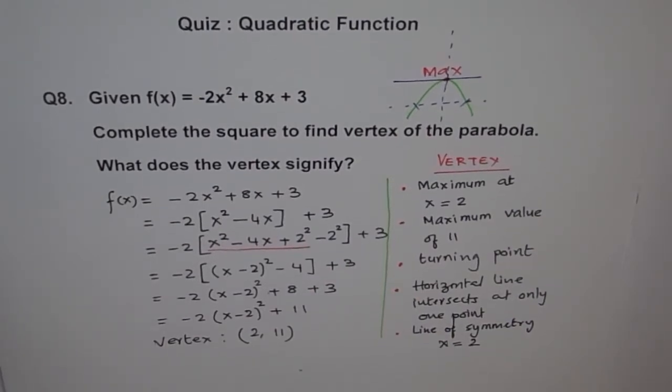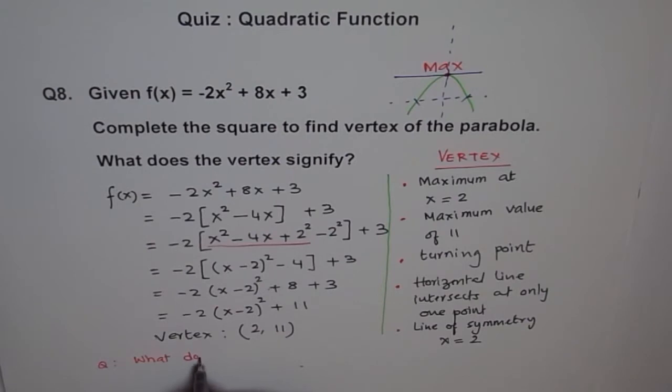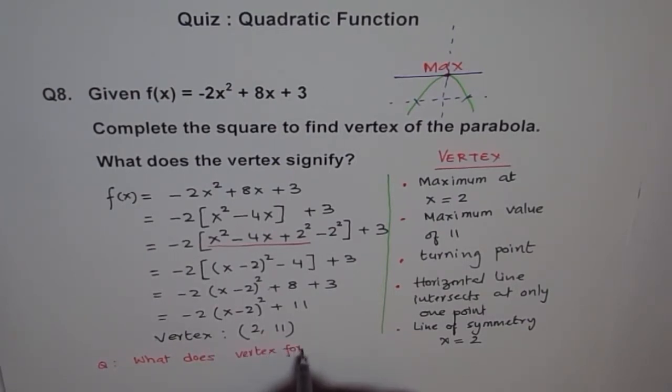Well, a part of the question could have been, what does the form which you get, which is the vertex form, signify? So what does the vertex form signify? So let that be a question for you. A question to think about. What does the vertex form signify?